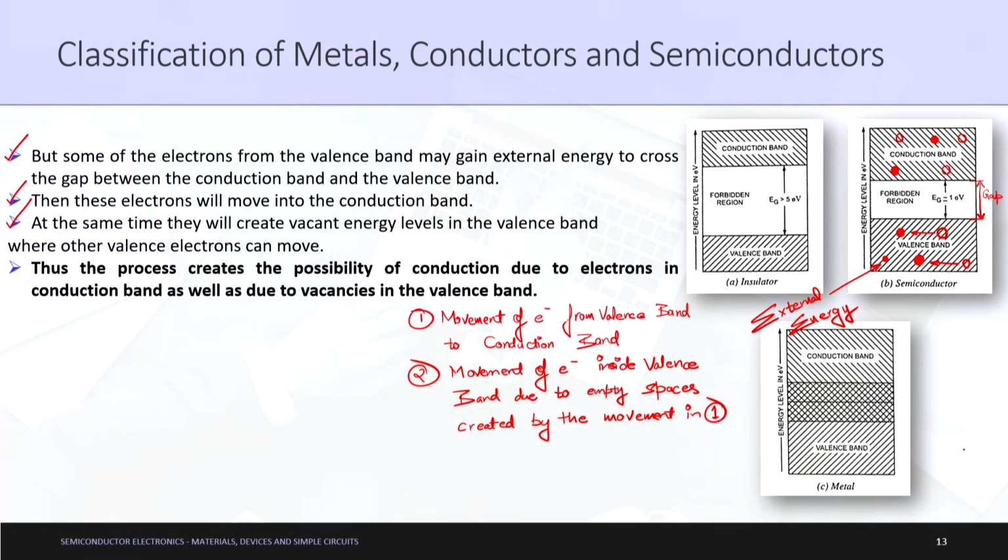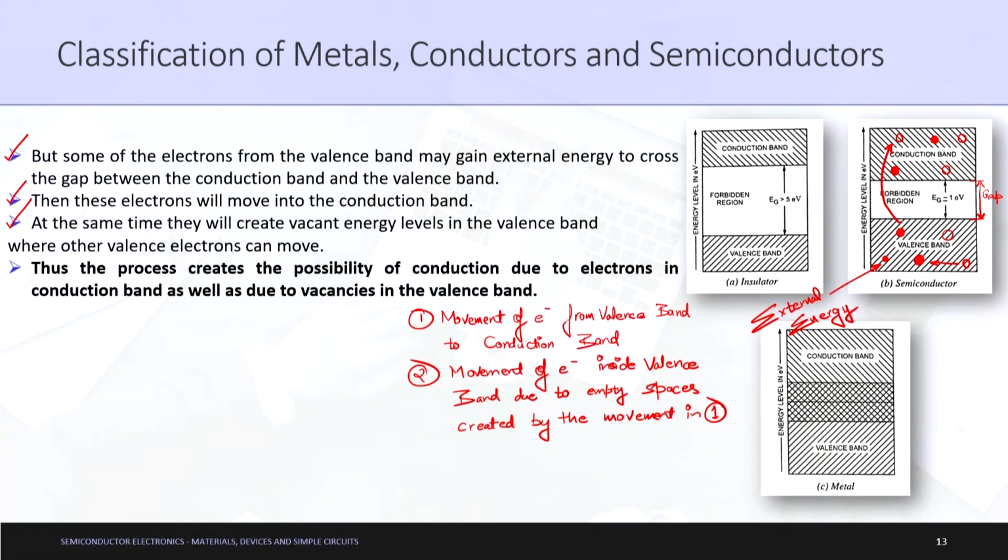Because of the movement of electrons from, let us say, the valence band to the conduction band, a hole is created here. Because a hole is created here, another electron in the valence band can move from this location into this location. So there is a movement there also, and hence there is a very high chance that there is a conduction possibility.